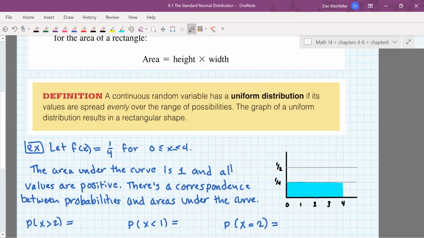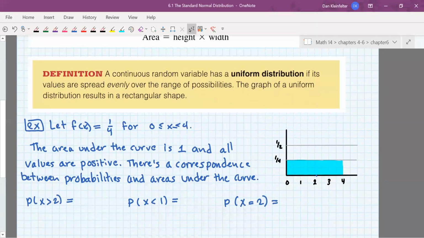Suppose that we have the function f of x equal to 1/4 that has domain 0 through 4. The area under the curve is 1. Taking a look at the blue bar down below, its height is 1/4 and its width is 4. 1/4 times 4 is 1. And then all the values are positive and each under 1. And so it is the graph of a distribution. There's a correspondence between probabilities and areas under the curve.